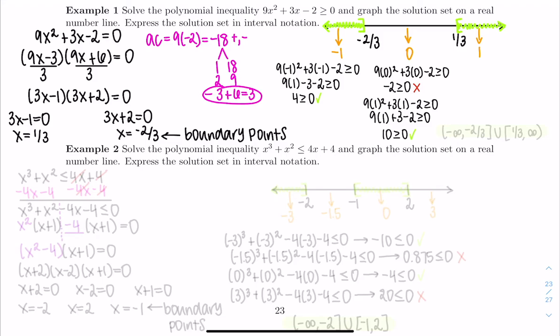And so in interval notation, this comes from negative infinity all the way up to negative 2/3, and then we use a bracket, and also from 1/3 to positive infinity. Why don't you go ahead and pause the video and try example number 2 on your own.